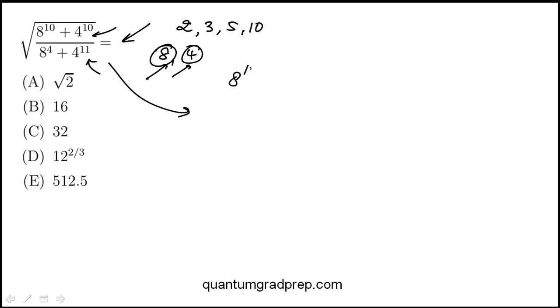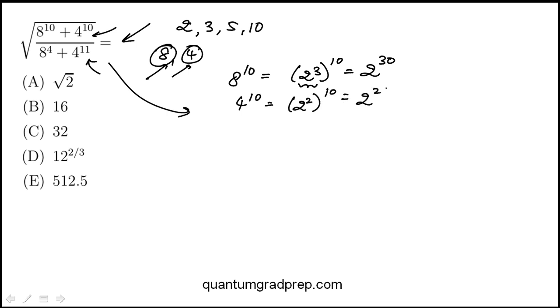So for example, 8 to the 10, I'm going to write it as 2 cubed to the power of 10. So I'm replacing 8 in terms of powers of 2. That becomes 2 to the 30. Same thing I'm going to do with 4 to the 10. 4 is 2 squared, so that becomes 2 to the 20. So the first step in this would be to write the numerator in powers of 2.